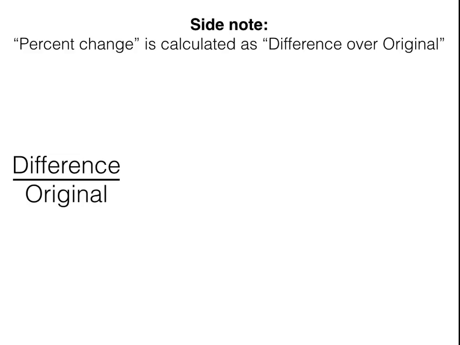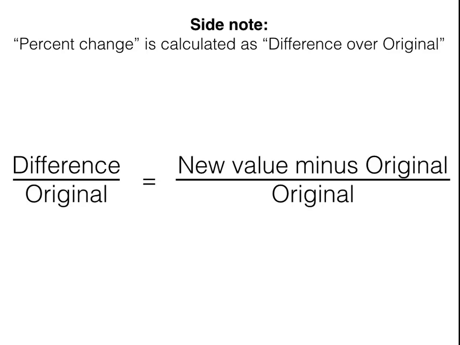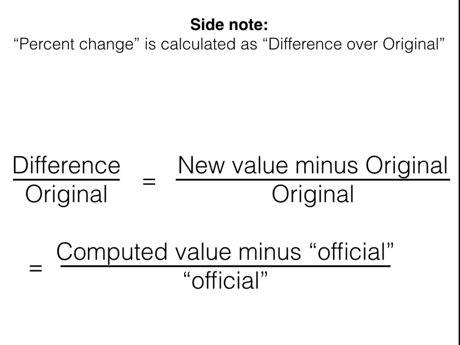All right. So I'm just going to give you a side note on percent change. A lot of people don't know how to compute percent change, and it really is very simple. It's the difference divided by the original. Now, how do you find the difference? Well, that's the new minus the original, over the original, right? So in terms of the ISS, that'll be the computed value versus the official value, all divided by the official value.